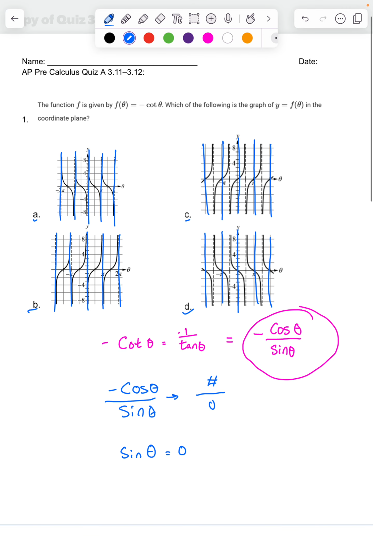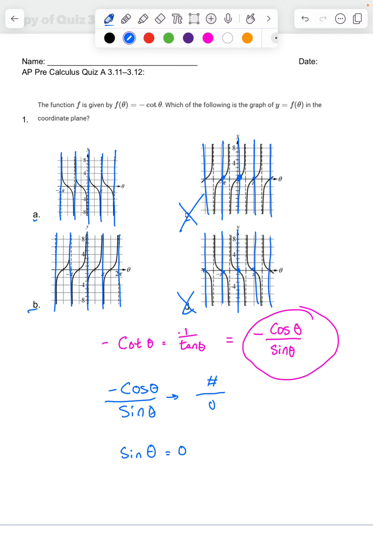And then when we're looking at the other graphs, let's look already at choice C. It's eliminated because we have points hitting our asymptotes. Choice C is eliminated. Same thing with choice D. We have points hitting our asymptotes, so it can't work. We're left with A or B because we have our asymptotes lining up.